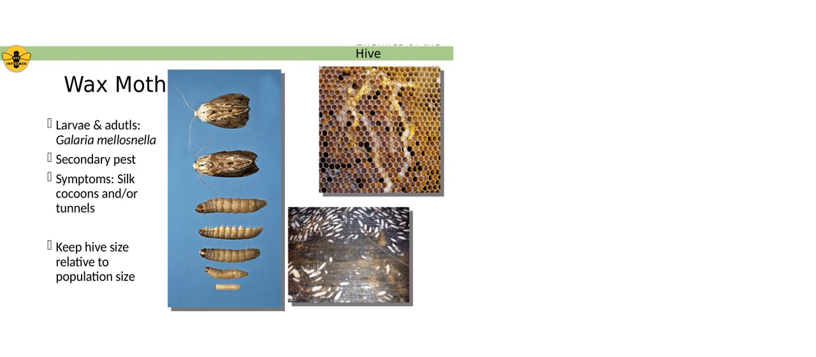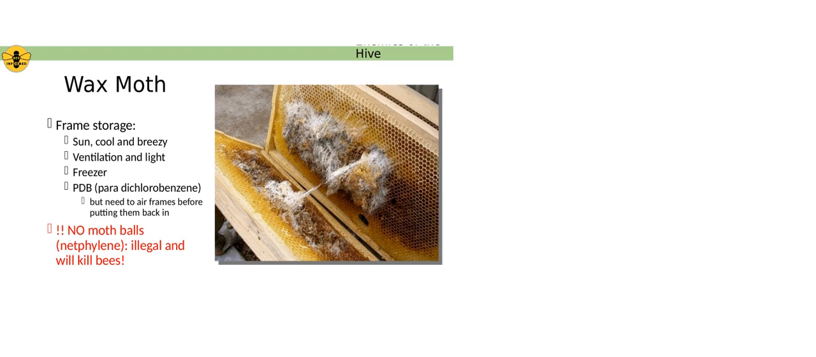So some of the symptoms you'll see is that you'll have silk cocoons and or tunnels. So here you can see the different stages of the wax moth. You really want to keep the hive size relative to the population of bees. They can actually burrow into this wood and make giant holes in it. And once you get rid of them, you can keep using that woodenware. And you can see the webbing that they made, or the netting on that frame with all that pollen. And so for wax moth, frame storage is really important.